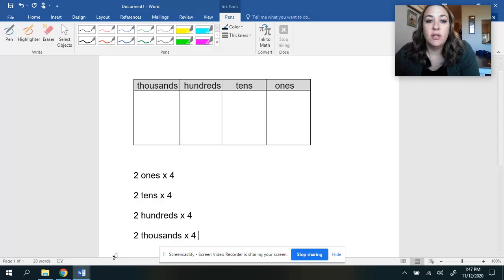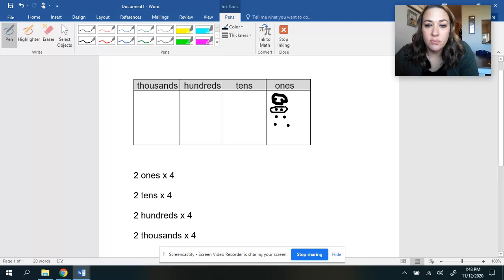Okay. So our first problem is 2 ones times 4. To show this, I'm going to draw 2 ones, and I'm going to multiply that by 4. So 2 ones times 4. So those are my 2 ones, but I'm going to have 1, 2, 3, 4. Sorry, those aren't very straight.